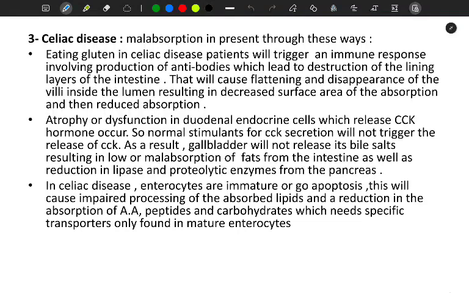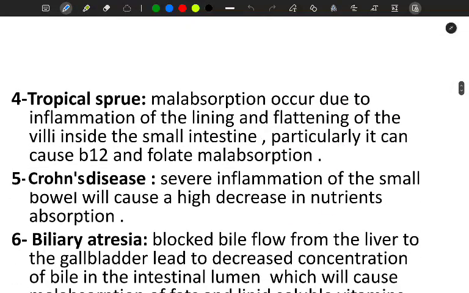By the way, what are the things that contain gliadin? Next slide. We'll talk about it in a couple of slides.